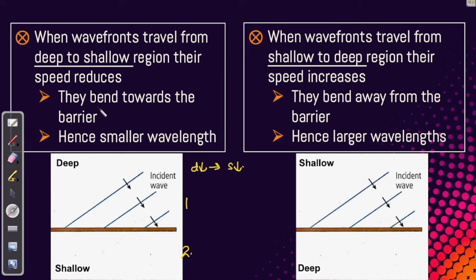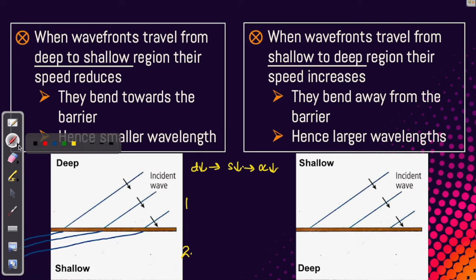They bend towards the barrier. So let us see what is happening. The angle also goes down. Let us call the angle alpha. They are bending towards the barrier. So let us see how the angle is going down. Like this, the angle is going down. But they are again parallel. If you see, they are parallel lines. In the shallow region also, they are parallel lines.